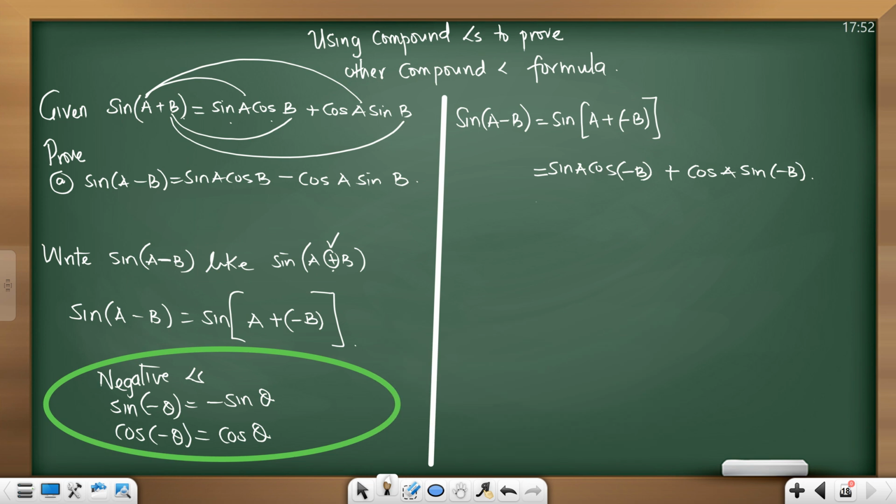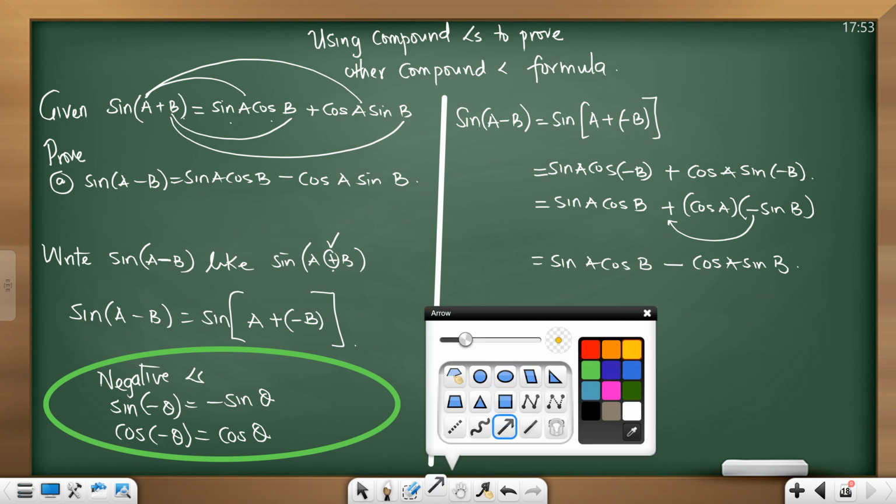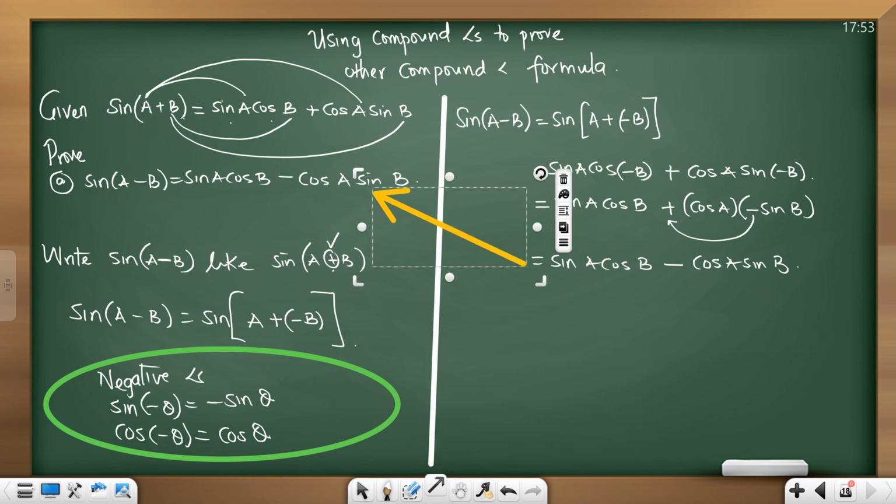What can you tell me here? What will this be? Sine A, there's no negative angle of cos, so it's cos B, plus cos A multiplied by negative sine B. But this negative can affect that positive. So what do I have? Sine A cos B minus cos A sine B. And I have proven what they want me to prove. 2 marks.